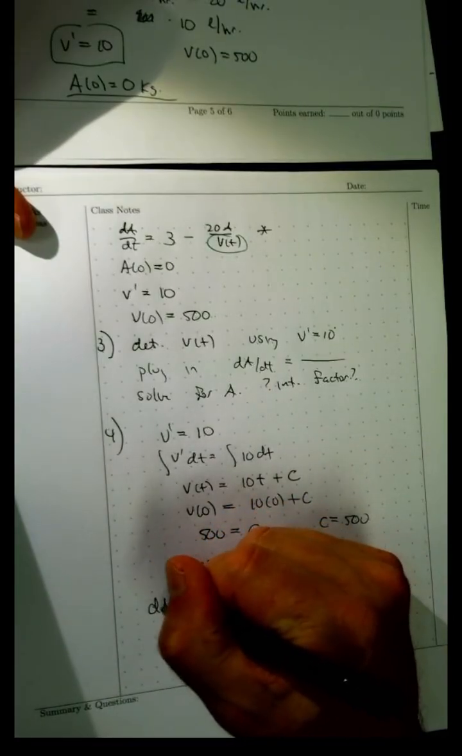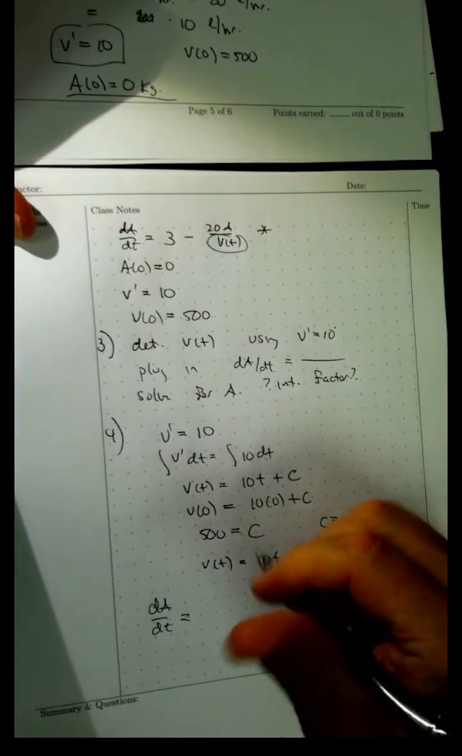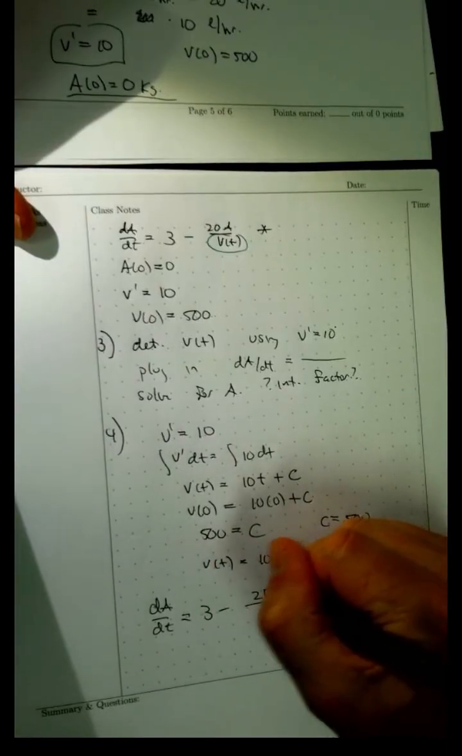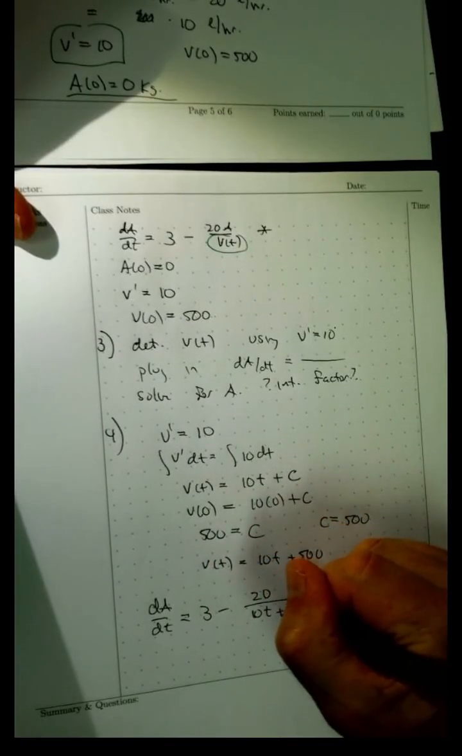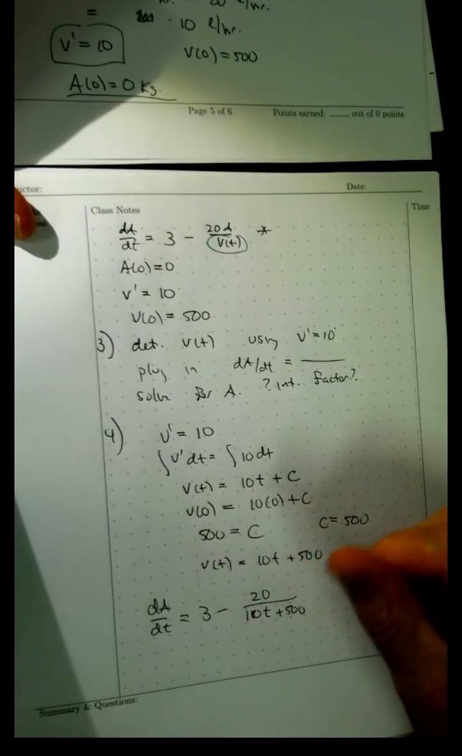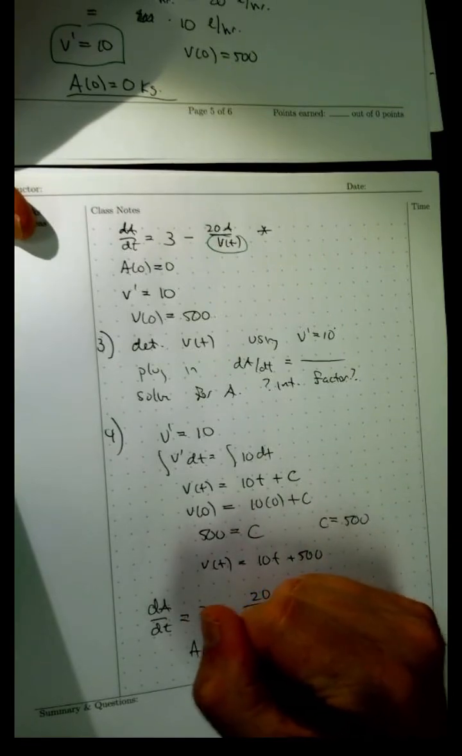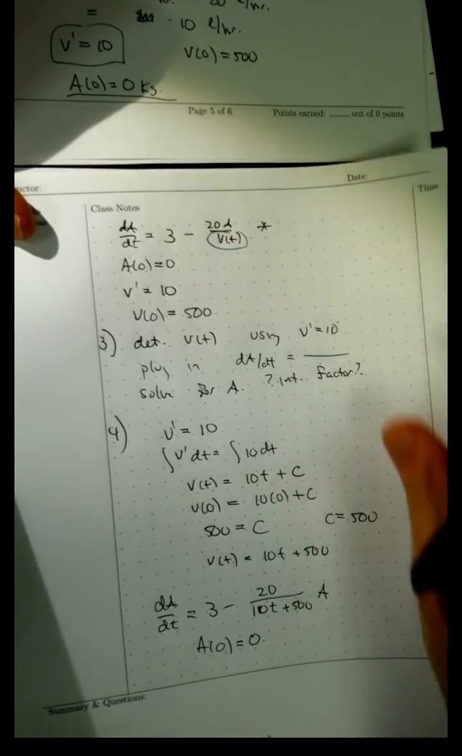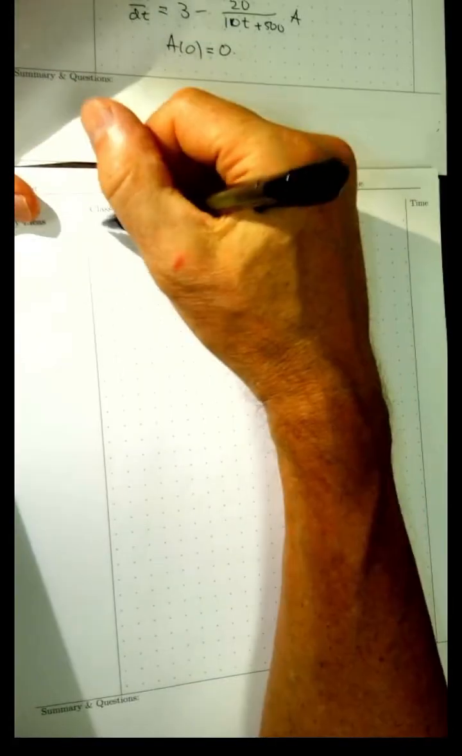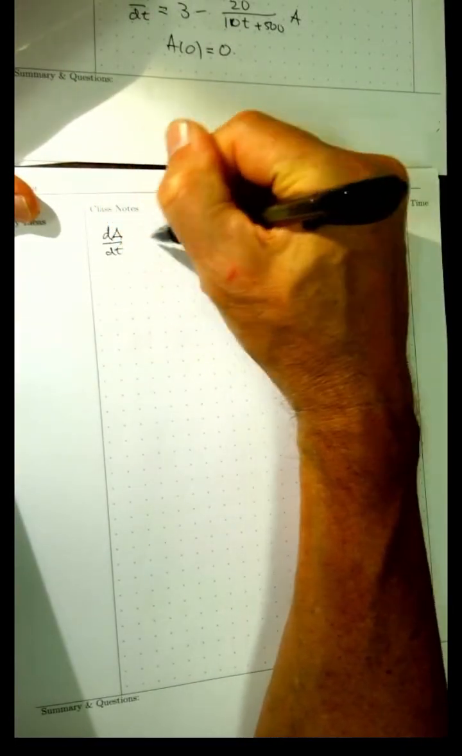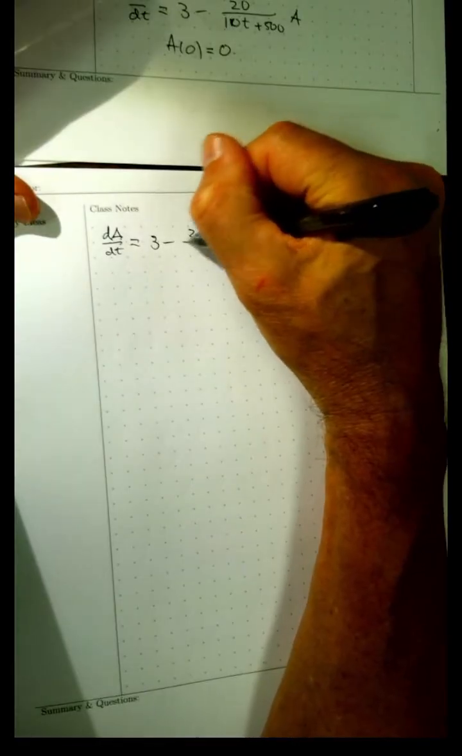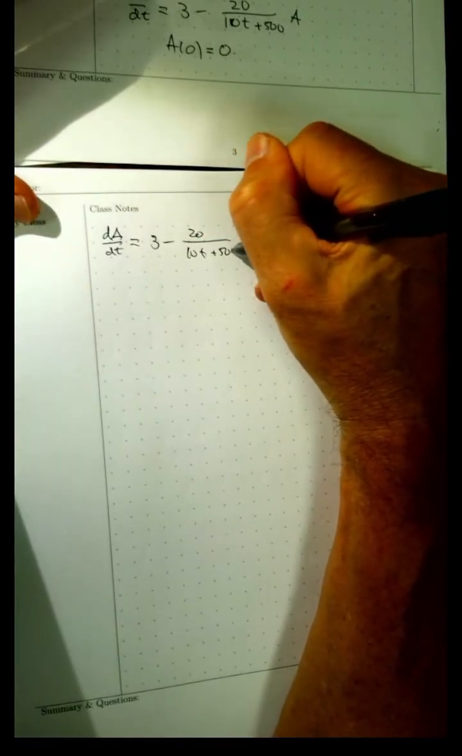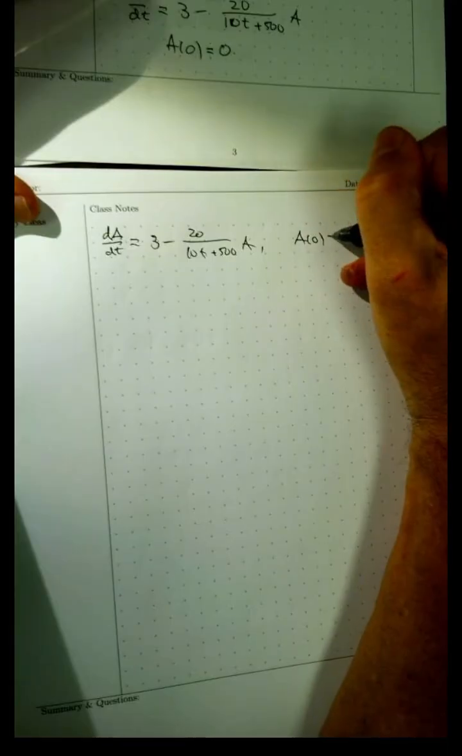All right, so that means my differential equation for dA/dt is 3 minus 20 divided by V of t, which is 10t plus 500, times A, and A of 0 is 0. Let's rewrite that. dA/dt is 3 minus 20 over 10t plus 500 times A. A of 0 is 0.